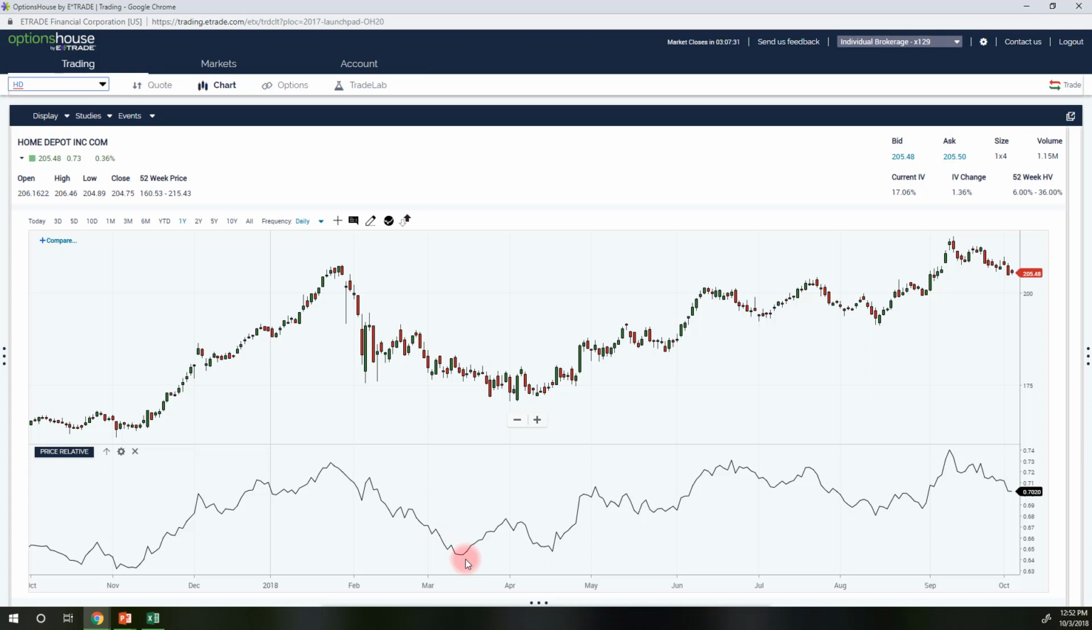So those are some little divergences you can look for that can help you with your timing for your options trades. So continue working with your price relative indicator, and you'll find that it can give you some very good insights into key turning points in the market. And again, it's because all prices are relative.